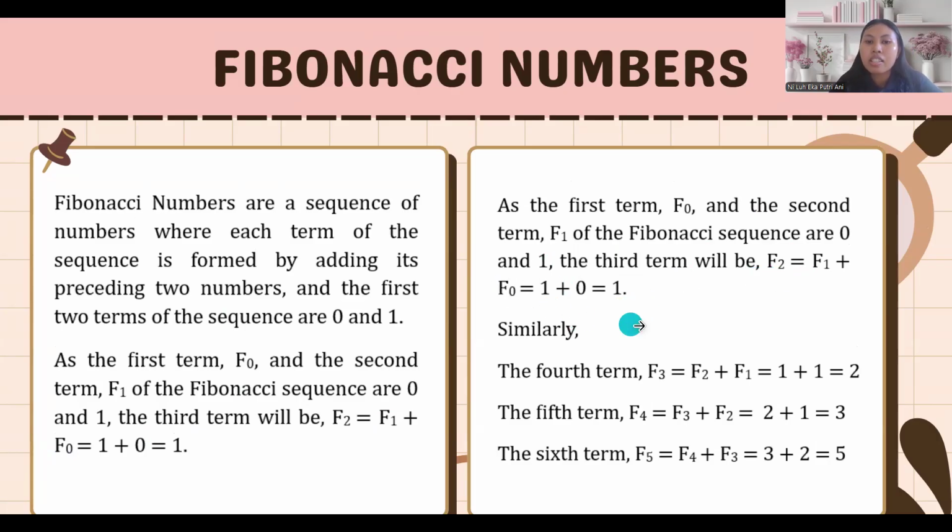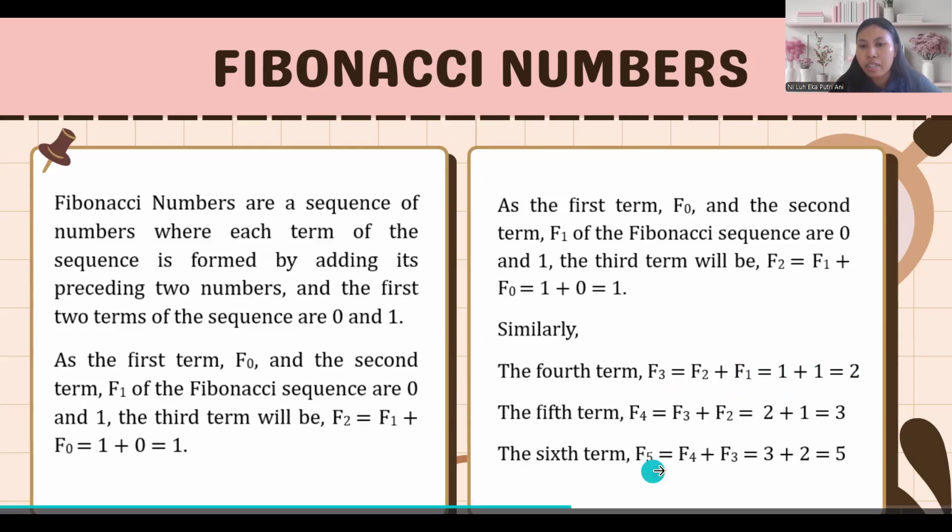Similarly, the fourth term is f sub 3 equals f sub 2 plus f sub 1, and we get 1 plus 1 is 2. And so on. F sub 5 is f sub 4 plus f sub 3, and we get 3 plus 2, so we get 5.